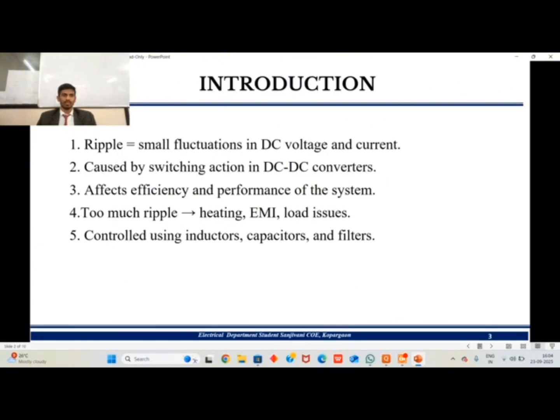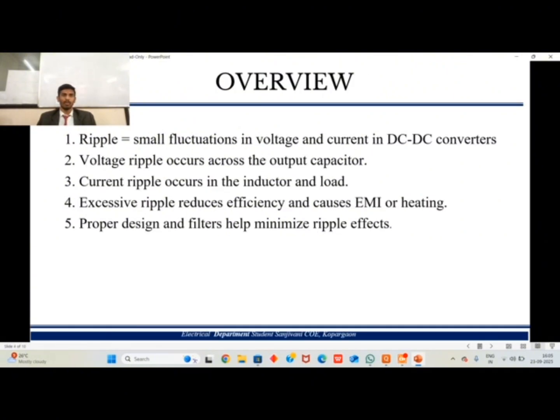Introduction. First is ripple: small fluctuation in DC voltage and current caused by switching action in a DC to DC converter. It affects the efficiency and performance of the system. Too much ripple causes EMI and load issues. It is controlled using inductor, capacitor and filter. The filter removes unwanted signal, the capacitor stores electric charge, and the inductor delays the electric current.